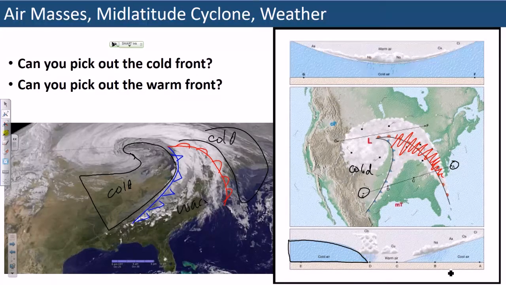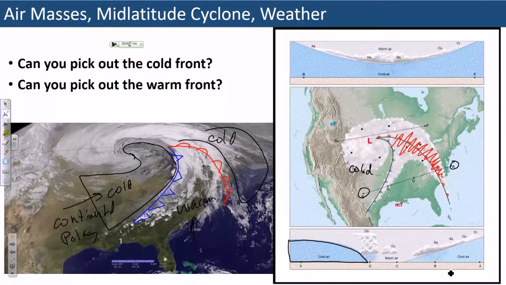That would be an example of your maritime polar. Okay? What kind of air mass would be pushing up from below here? Well, this would be your tropical air mass, right? Your maritime tropical. And then what's the cold air that's kind of pushing in like this, where we have cold, heavy air? We're talking about something like a continental polar.